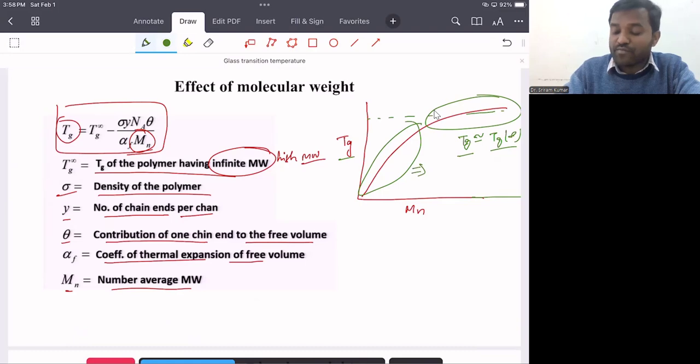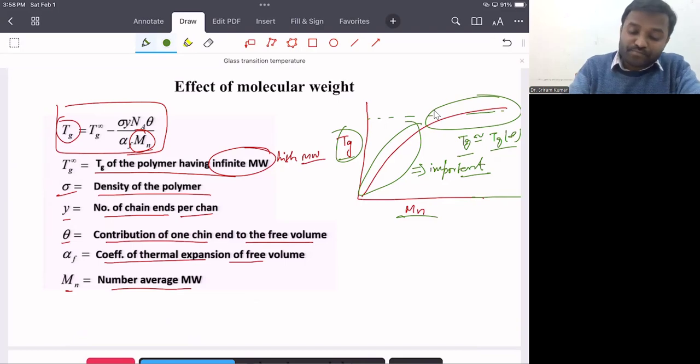So this range is important for us. If you want to change the glass transition temperature with molecular weight, then we can just play with the molecular weight, and then we will have different mechanical properties of the polymers.